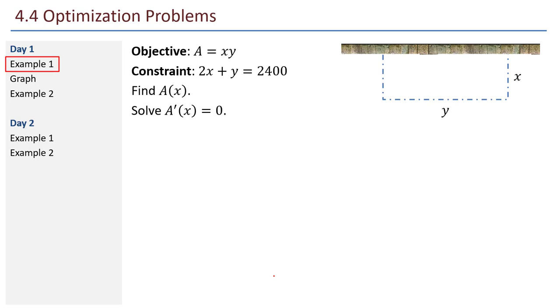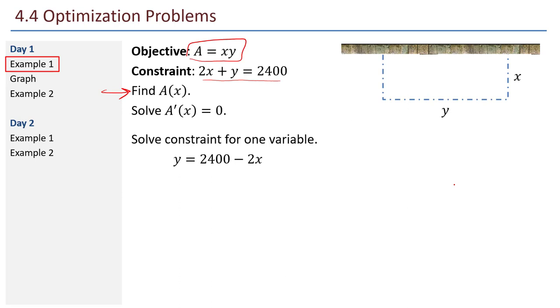I have the objective function A equals xy and the constraint 2x plus y equals 2,400. Find A of x and solve A prime of x equals 0. So to find A of x, I'll need to take the objective function and express it in one variable, and the way we do that is by first looking at the constraint. Solve the constraint for one variable. In this case, the variable y is the easiest one to use. Sometimes for different problems it can be something different. So y equals 2,400 minus 2x.